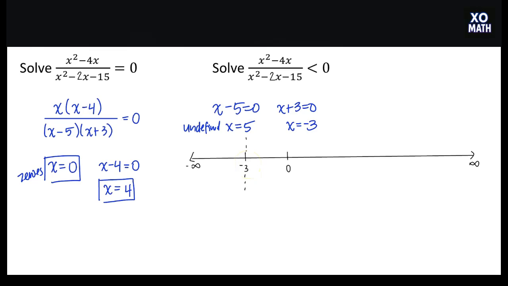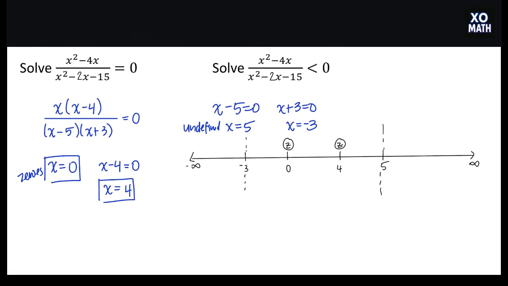Then I have 0, well that's a zero, so I'm going to put a little z. And then I have 4, which is another zero, so I'm going to put a z. And then I have 5, which is another undefined location or vertical asymptote.